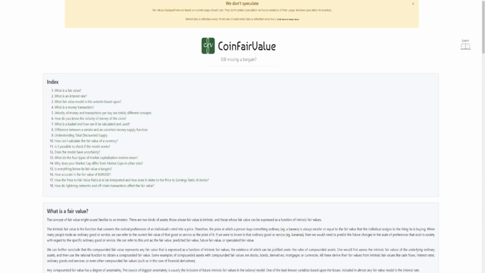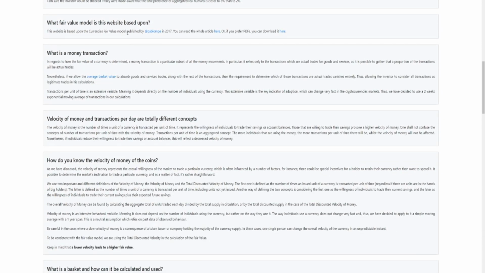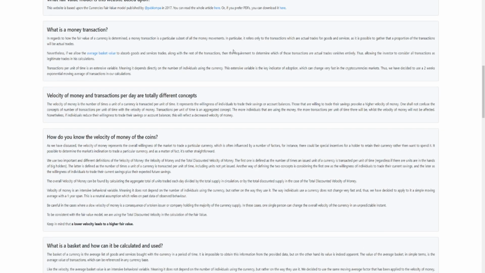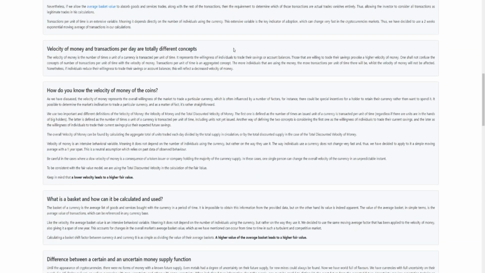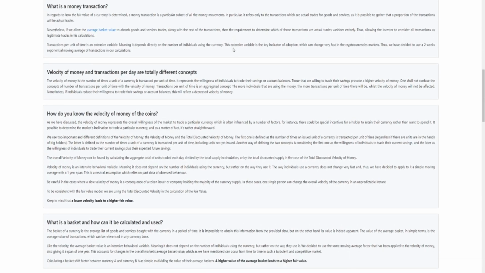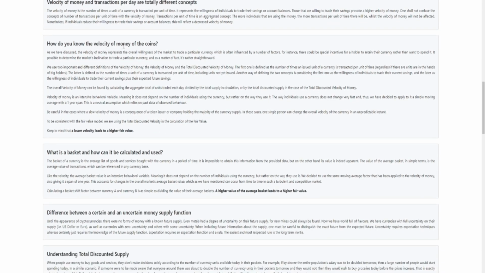So back on over to Coin Fair Value. And let's see here. So money transactions. The way they're determining the price or the fair value is confusing due to the fact that you kind of have to have a good understanding of calculus. And so it talks about the velocity and the transactions per day. How do you know the velocity of money of the coins?